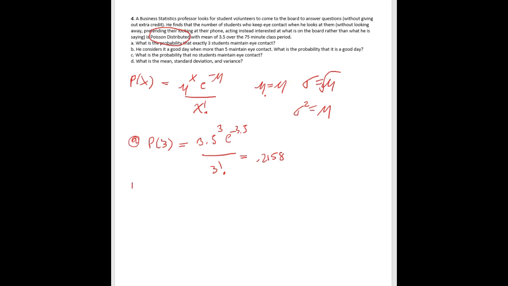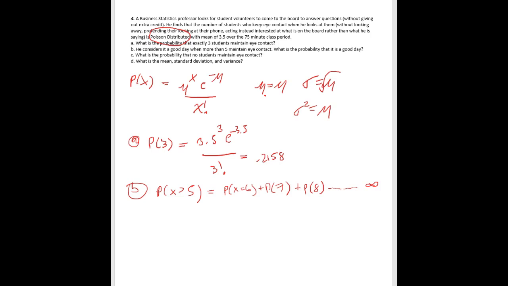Okay, so B. He considers it a good day when more than 5 make eye contact. What is the probability that it is a good day? All right, a couple different ways to do this. We want to look at the probability that x is more than 5, which we could do by saying the probability that x is equal to 6, plus the probability that x is equal to 7, plus the probability that x is equal to 8, all the way out to infinity.